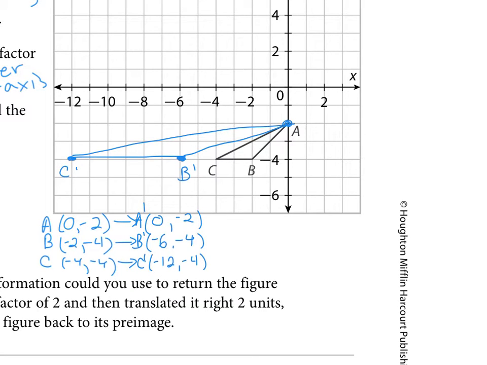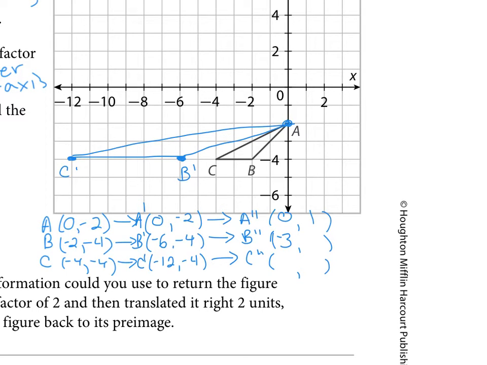Next thing we want to do is we want to dilate with a factor of 1/2. So actually it's going to kind of get smaller, and it is going to also reflect at the same time. So A double prime, B double prime, and C double prime. We're going to cut each of those coordinates in half. And as we cut them in half, we are also going to change the sign of the y coordinates. So half of 0 is 0, half of -2 is -1, but change its sign so it's going to be +1. Half of -6 is -3.